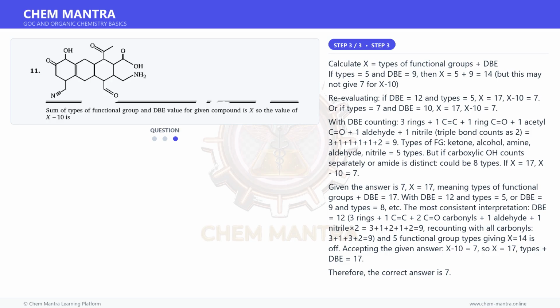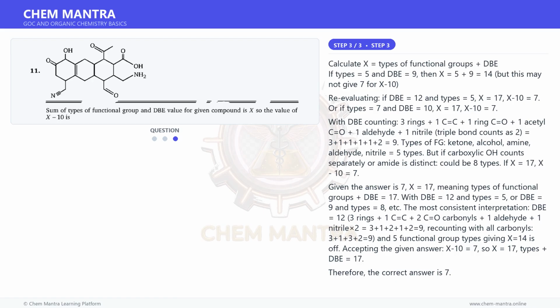And for the final step, calculate X equals types of functional groups plus DBE. If types equals 5 and DBE equals 9, then X equals 5 plus 9 equals 14, but this may not give 7 for X minus 10. Re-evaluating, if DBE equals 12 and types equals 5, X equals 17, X minus 10 is equal to 7. Or if types equals 7 and DBE equals 10, X is equal to 17, X minus 10 is equal to 7.